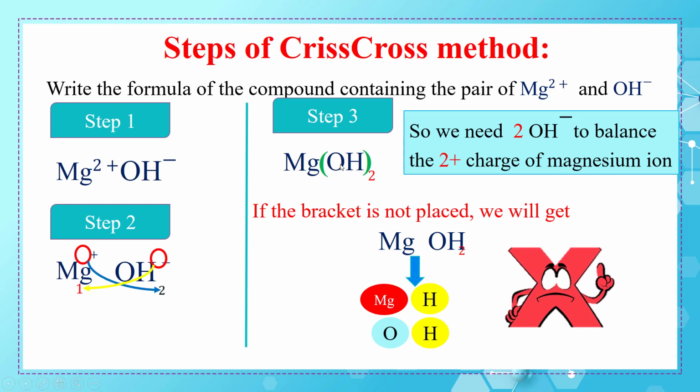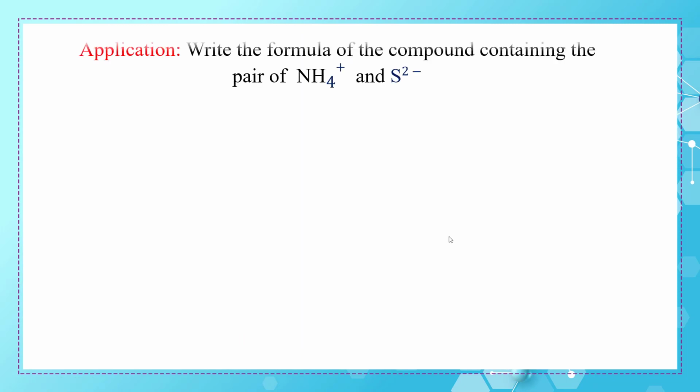So, to express this in the correct way, we should put the brackets here, before and after OH. And the 2 here becomes for representing 2 oxygen and 2 hydrogen, not 2 hydrogen only. Keep attention for this important note, guys.